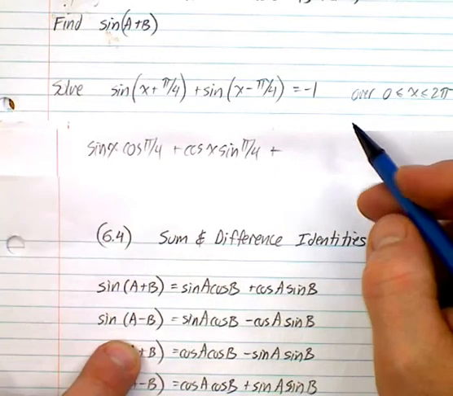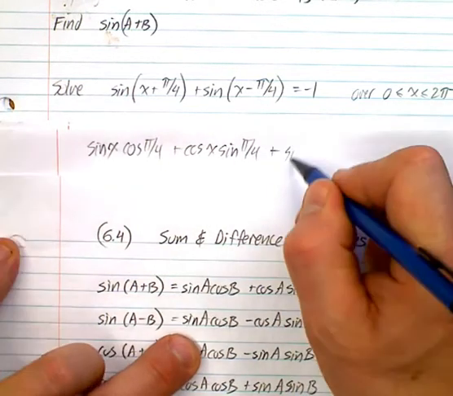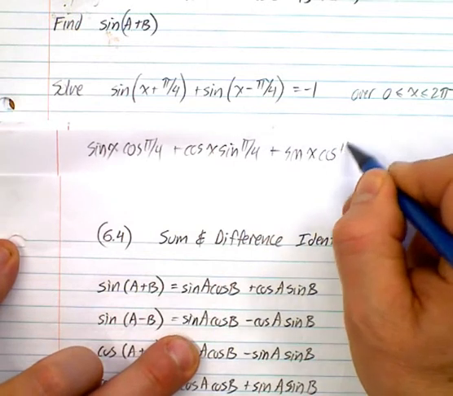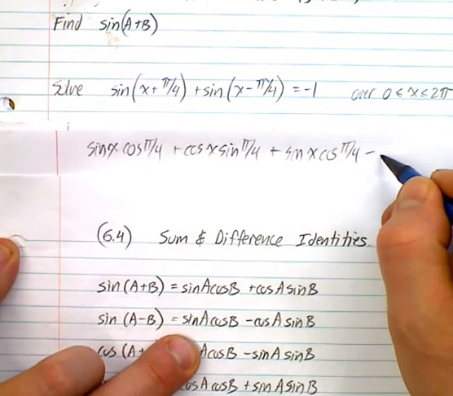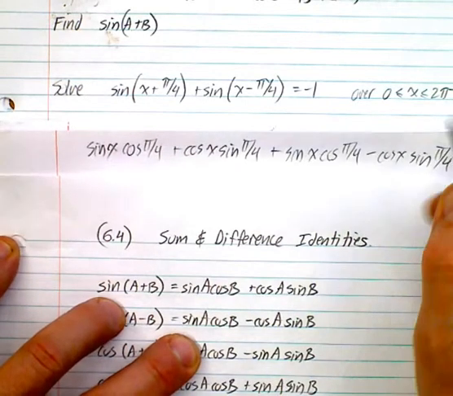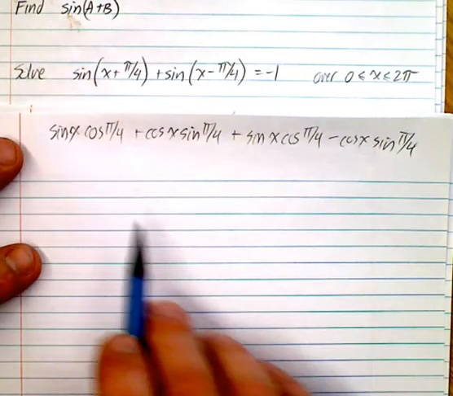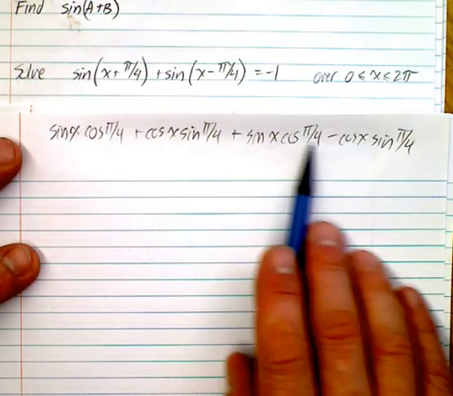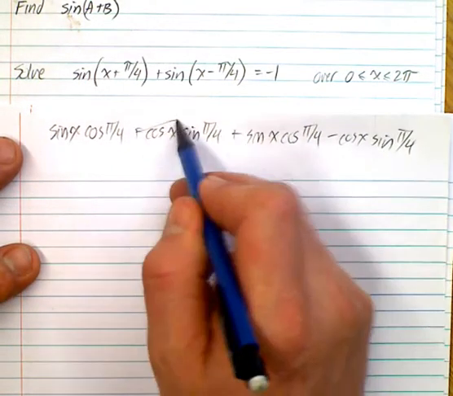Now let's look at the next one, A minus B. So it's going to be sine x cos pi over 4 minus cos x sine pi over 4. So we've expanded it, all right? And what do we have here? Plus cos x sine pi over 4 minus cos x sine pi over 4, those go away.